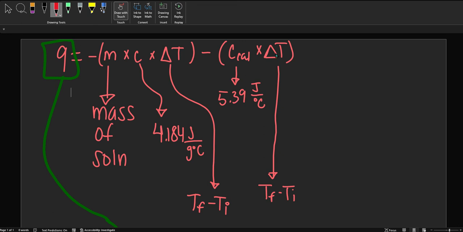And then finally, your delta T, once again, will help you calculate that portion. So you're going to plug all that in, make sure your units are all lining up and everything's canceling out, and you're going to end up getting heat in joules. And remember, there's a negative sign here, so don't forget that.